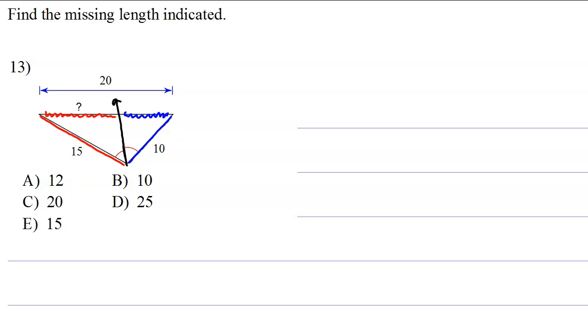So let's kind of do this. I don't know what the question mark is, so I'm going to call it X. The blue side is the total minus the piece. And now we can set this thing up: full side over the piece equals full side over the piece. And then we can cross multiply.